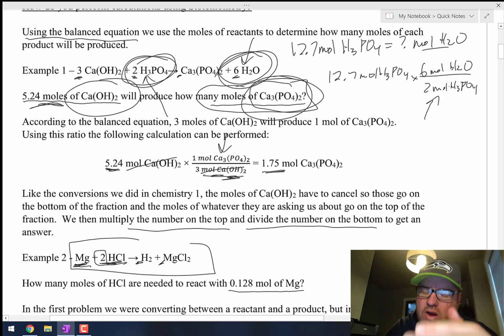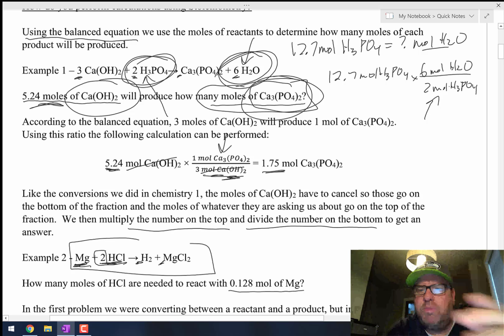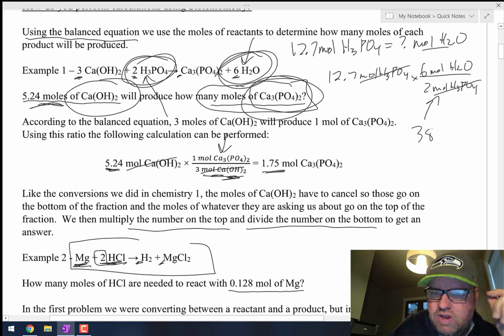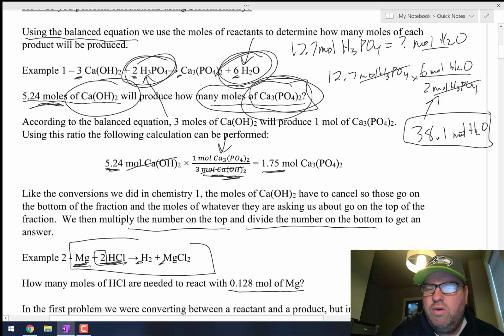So we would there take 12.7, multiply by 6, divide by 2, cancel our moles of H3PO4. 12.7 times 6 divided by 2 equals 38.1, I believe. So that would be 38.1 moles of water would be produced.